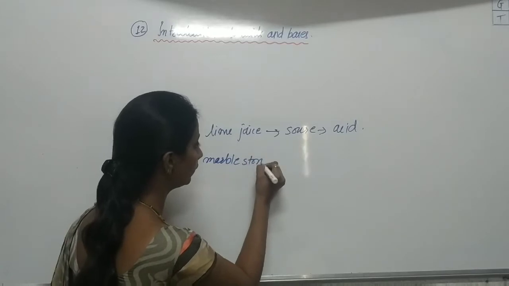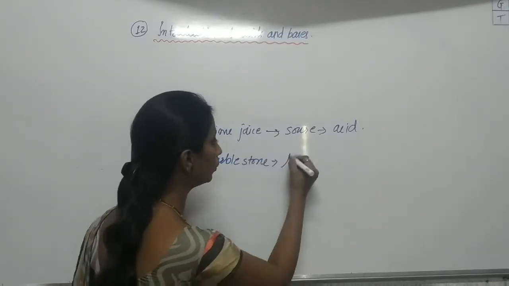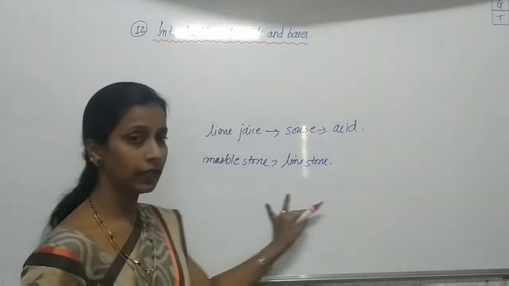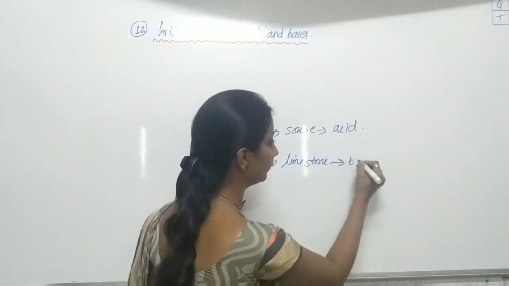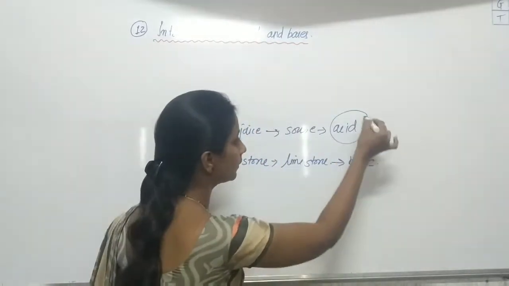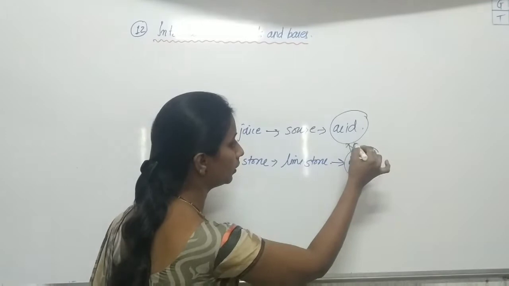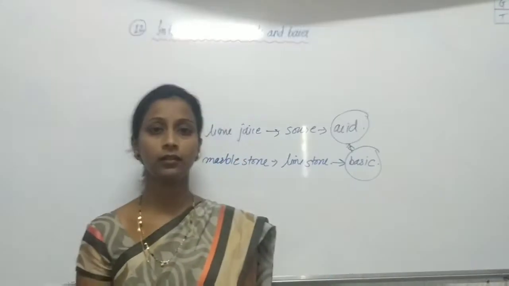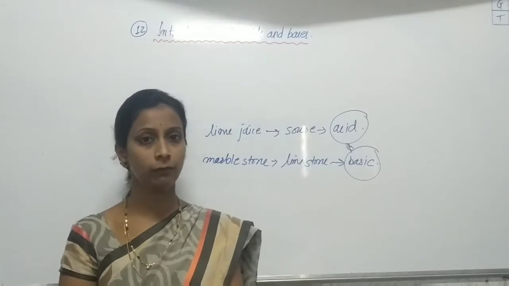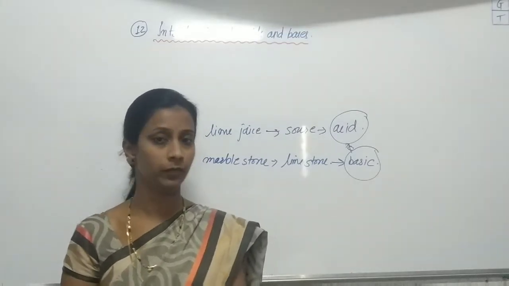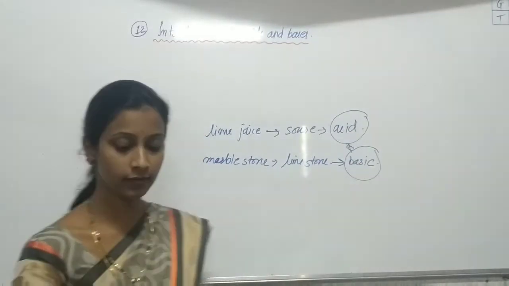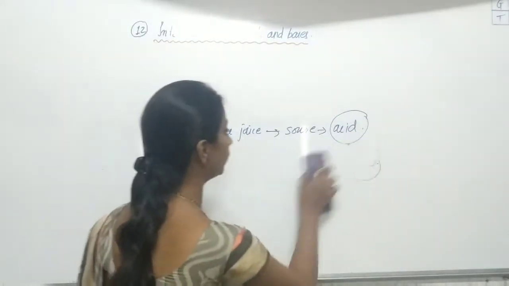That marble stone is known as limestone, and that limestone is basic. Here, acid and base come in contact, and on that kitchen unit, white patches are formed. It means it gets rubbed due to the reaction between acids and bases. Understand? The second activity is given.